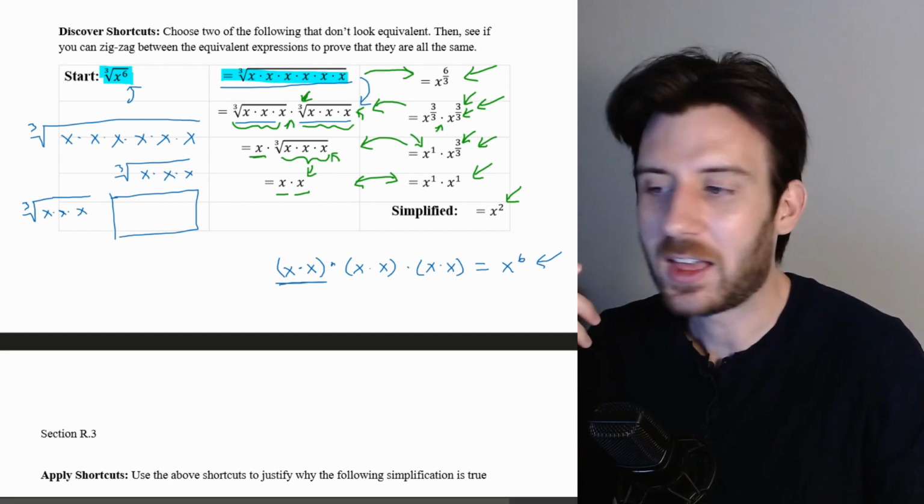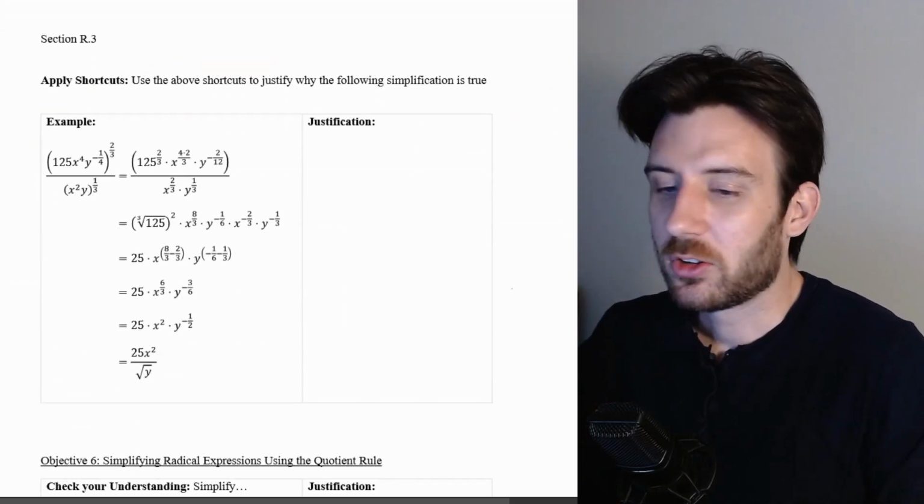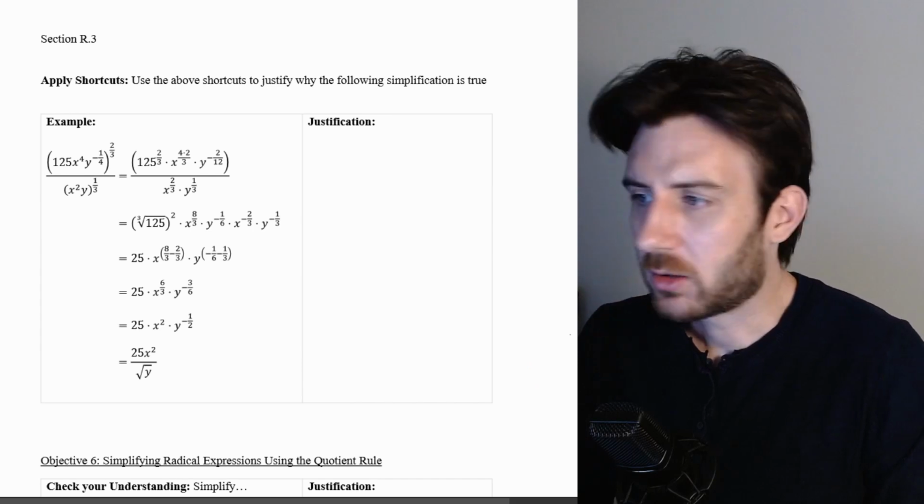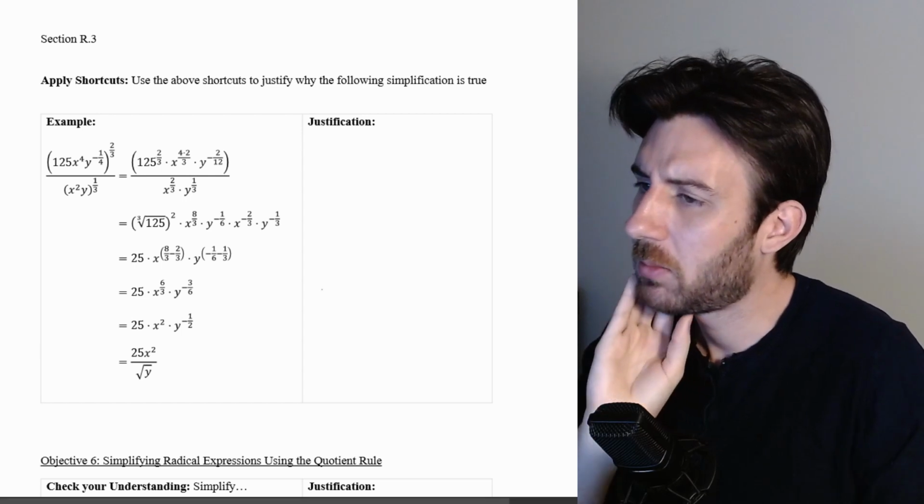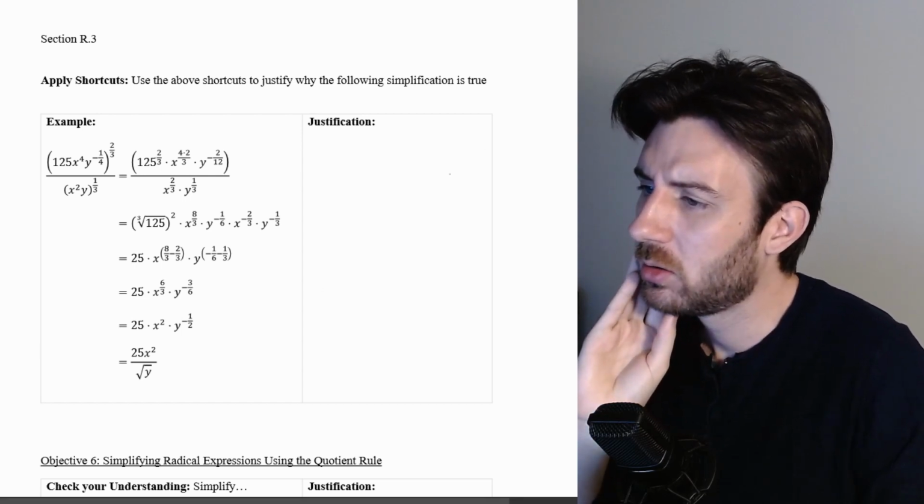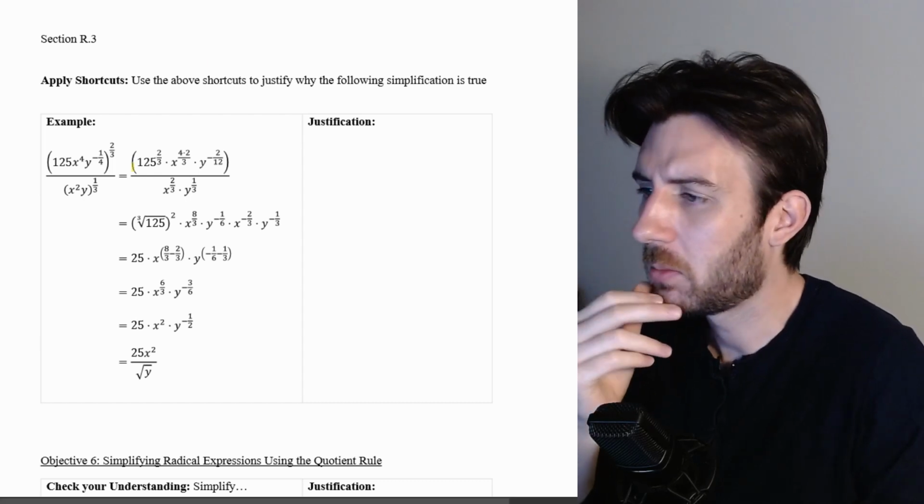All right, let's finish up this last page here. So let's apply some shortcuts and tackle monstrous problems like this. Where do we even begin? I'm going to say that perhaps we begin with the meaning. Let's look at the very beginning.